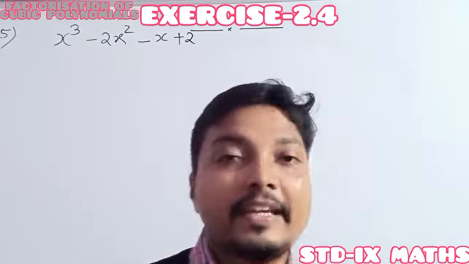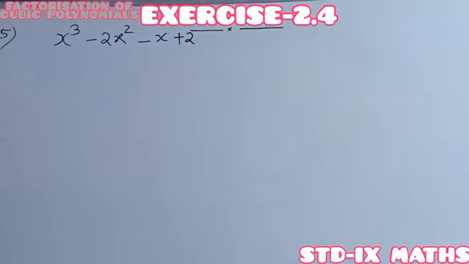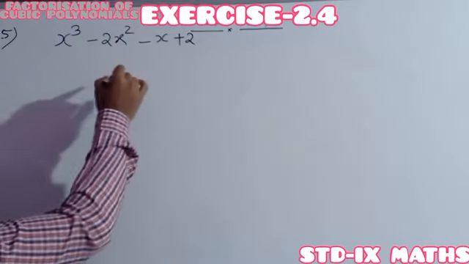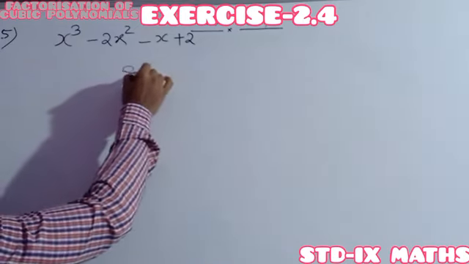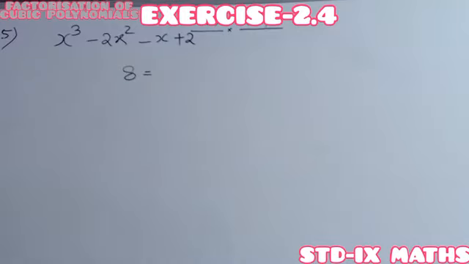Understood? So here I am showing you, the cubic polynomial is given: x cube minus 2x square minus x plus 2. Remember one thing, suppose one of the numbers is 8 and it is said you just have to factorize 8.